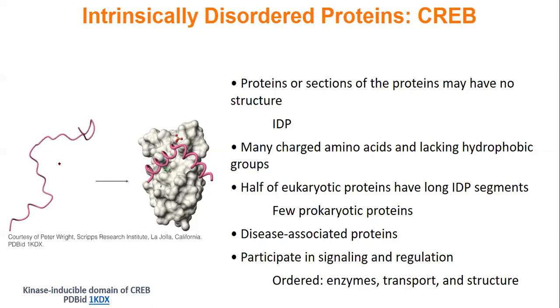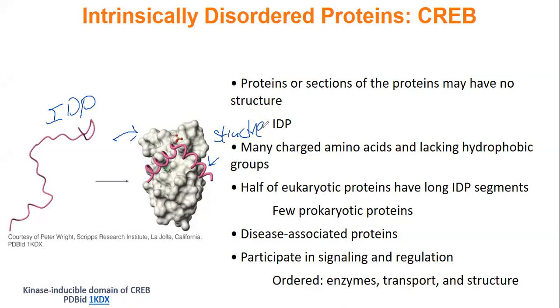So here is an IDP. Let me get my pen back out. Here's an IDP. And when it finds a protein, its target, it will bind in such a way to give it structure. This structure can be used as some kind of signal, right? Where if this IDP becomes structured, that's a signal to the rest of the cell or a signal to other enzymes to do something. So you can think of going from unstructured to structure as a signal.